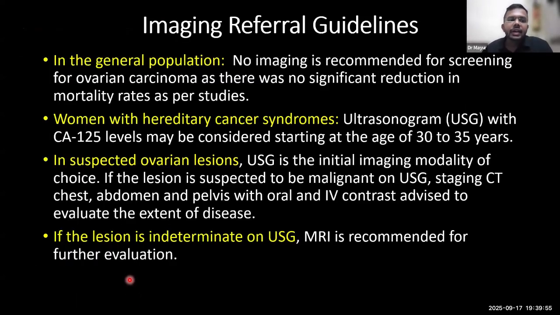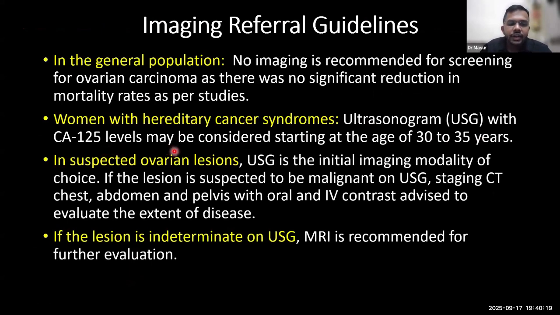Coming to imaging referral guidelines. In the general population, for screening of ovarian tumors, no imaging is suggested because studies have shown that it does not lead to a significant reduction in mortality rates. In women with hereditary cancer syndromes, USG and CA125 levels should be started at the age of 30 to 35 years.